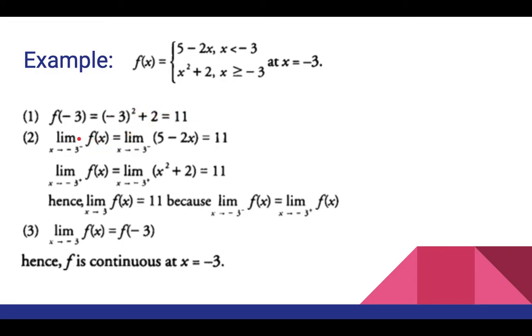Next, we have to check the left-hand and right-hand limits. For x less than negative 3, our limit is going to be based around 5 minus 2x, because that's our function for x less than negative 3, and we get a resulting value of 11. For x greater than negative 3, our function is x squared plus 2, so our limit as x approaches negative 3 from the right is just going to be the same thing as f of negative 3, 11. Hence, we get the same value for both left-handed and right-handed limits, so our limit does exist, and it's in fact equal to 11 as x approaches negative 3.